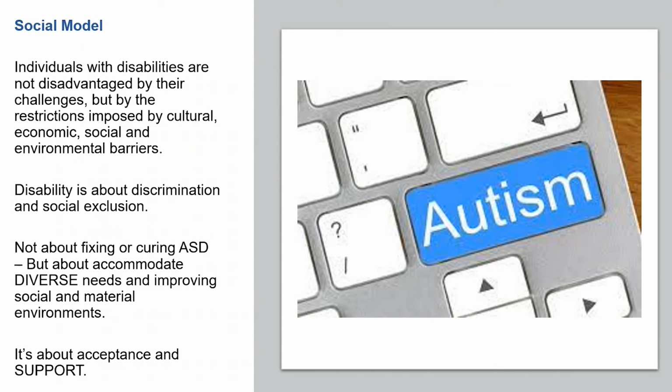So in contrast, the social model emphasizes that individuals with disabilities are not disadvantaged by their challenges, but instead by the restrictions or the barriers that are imposed on them by cultural, economic, social, and environmental conditions or barriers, as we've said. So these are obstacles that prevent individuals with autism from reaching their full potential.